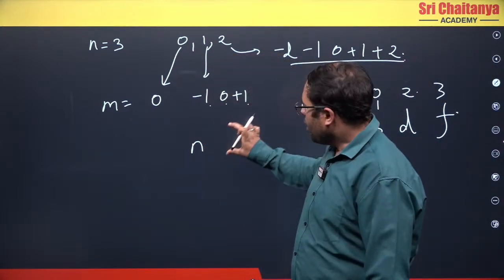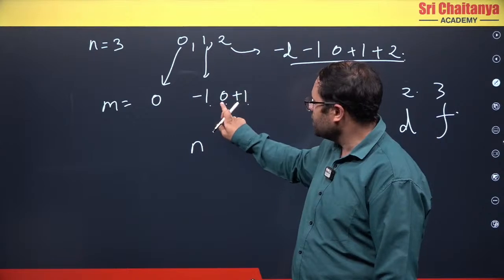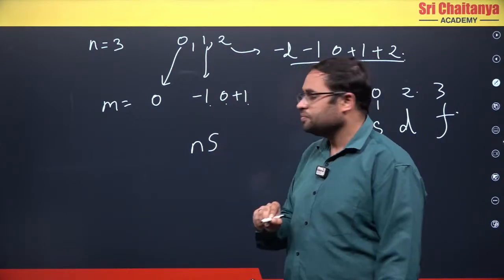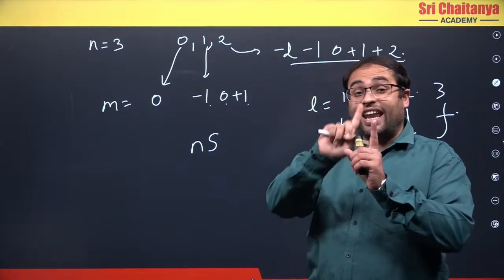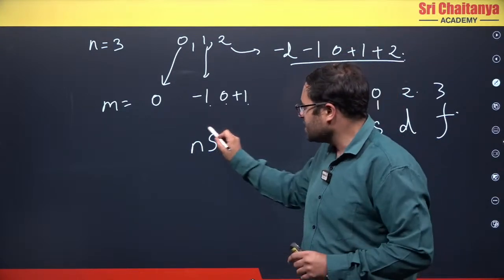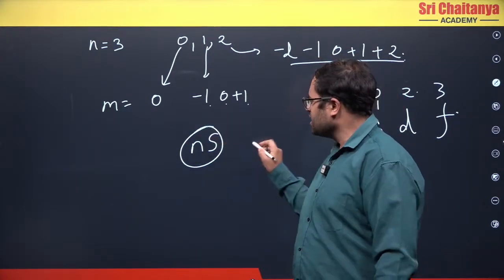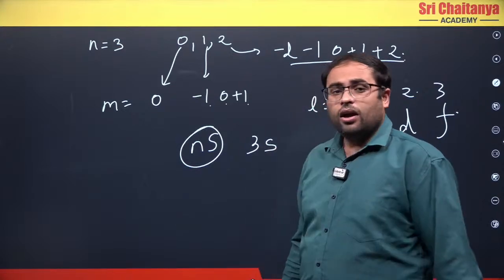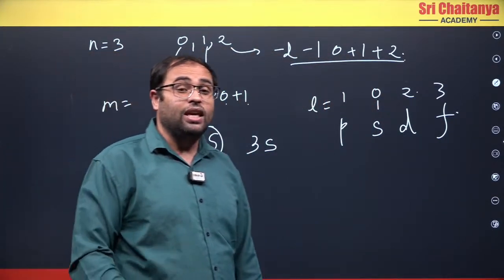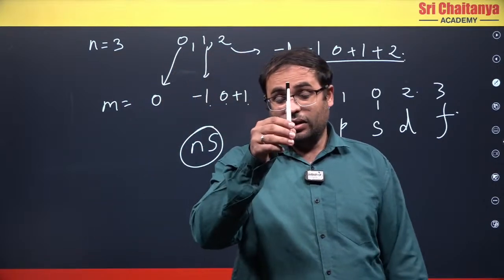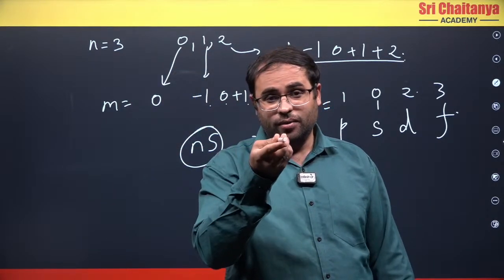So n, now what value of m does it have? If it is 0, then s, okay? Now, in which direction is the orbital? s doesn't have any direction. Here n is 3, so it will be 3s. On the basis of that, I also talked about p orbitals. p orbitals can be px, py, or pz, right?